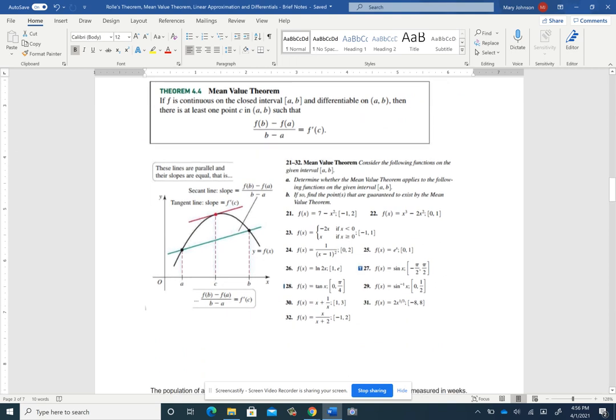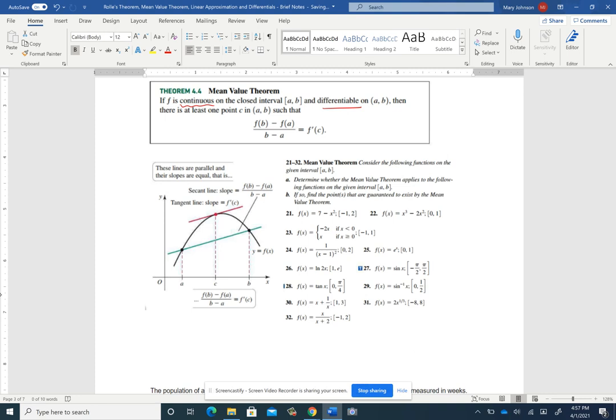All right, now the mean value theorem really just says this. If you have a continuous function, so it's nice and smooth, with no holes or gaps, and it's differentiable, which means you don't have any points called cusps or anything like that. Continuous just means you don't have a hole you have to jump over. Differentiable is nice and smooth, no pointy places. Then we know there's at least one point in here.